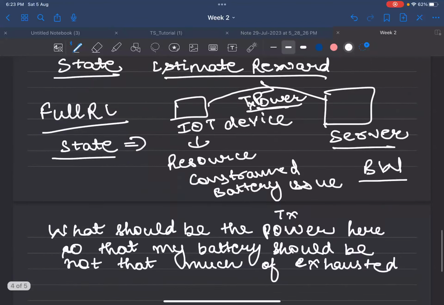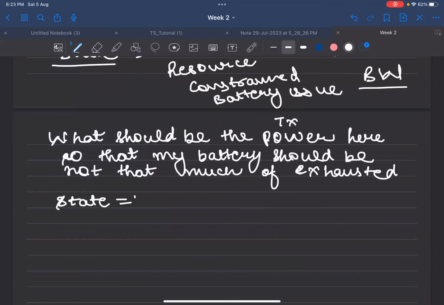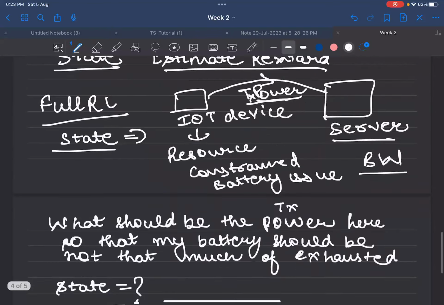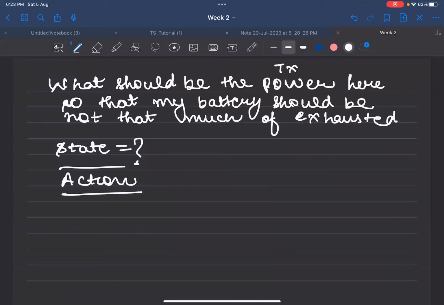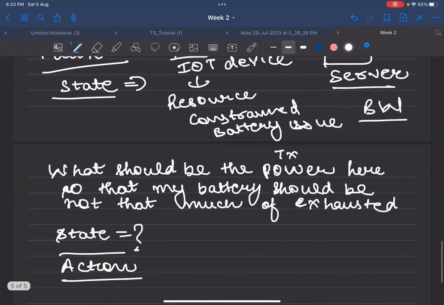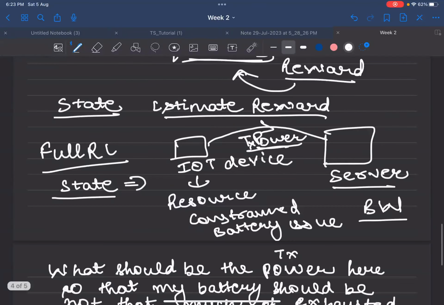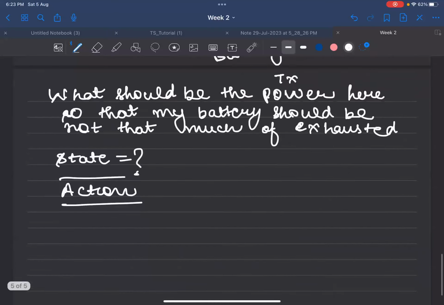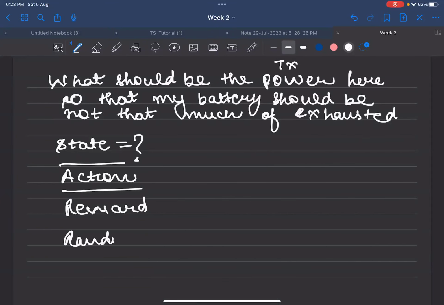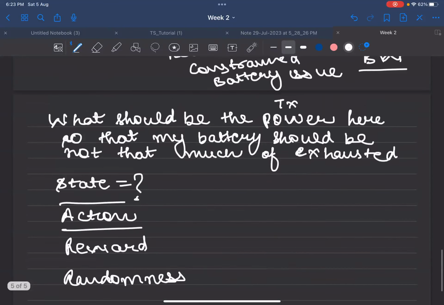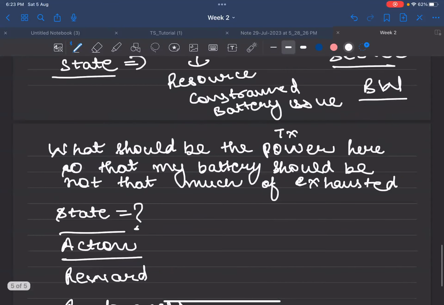So according to you, what is the state? What is the action? And what is the reward? And what is the randomness? I'm just introducing a small example. I'll go into detail. So what do you think?